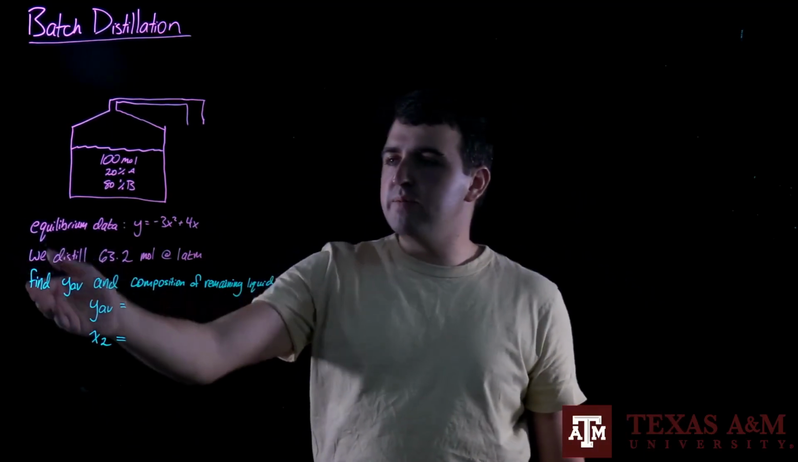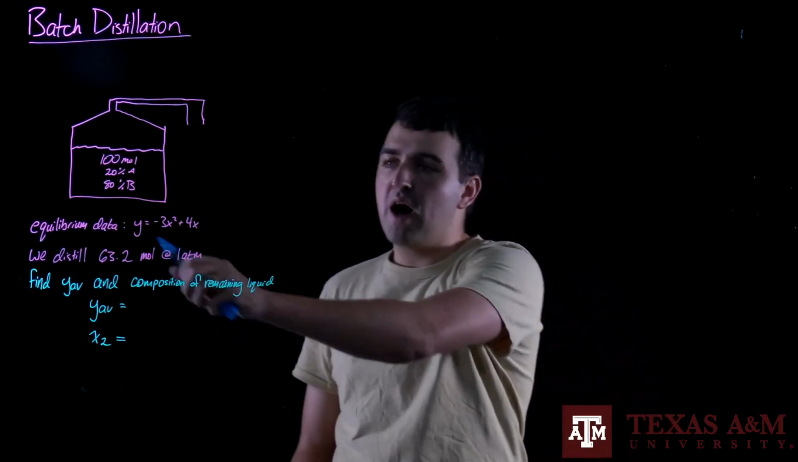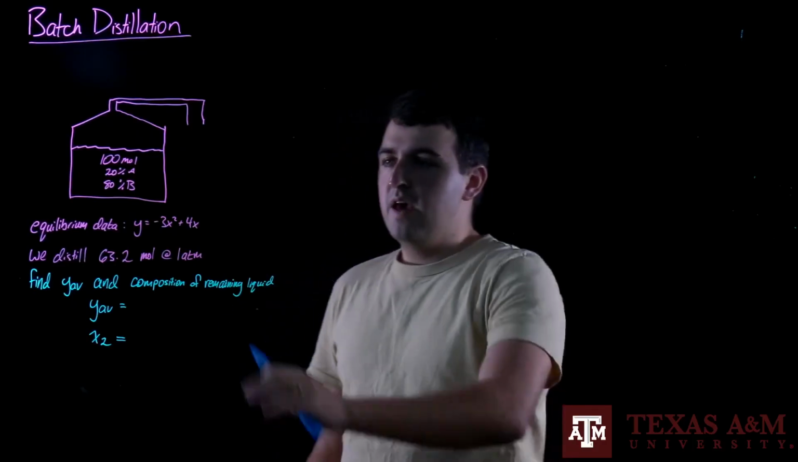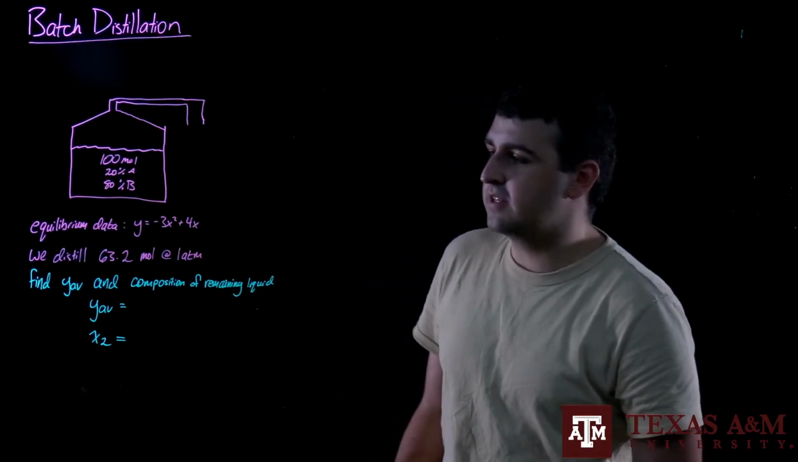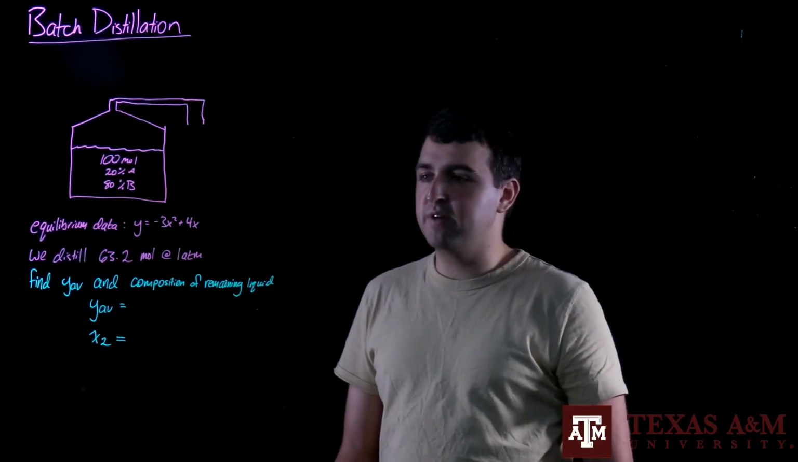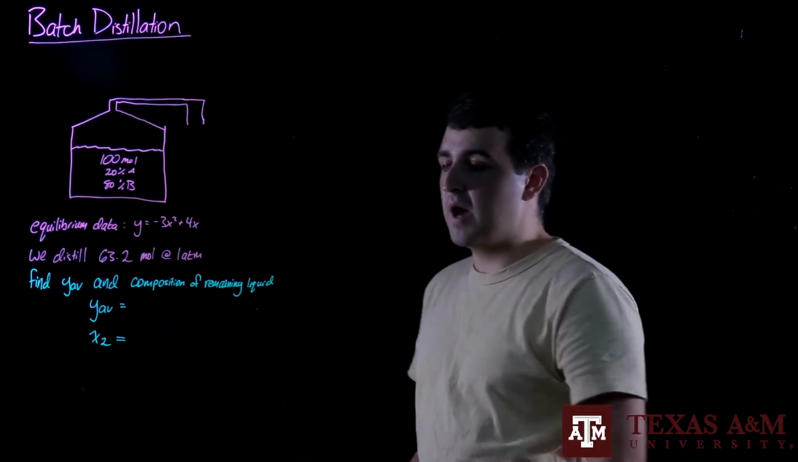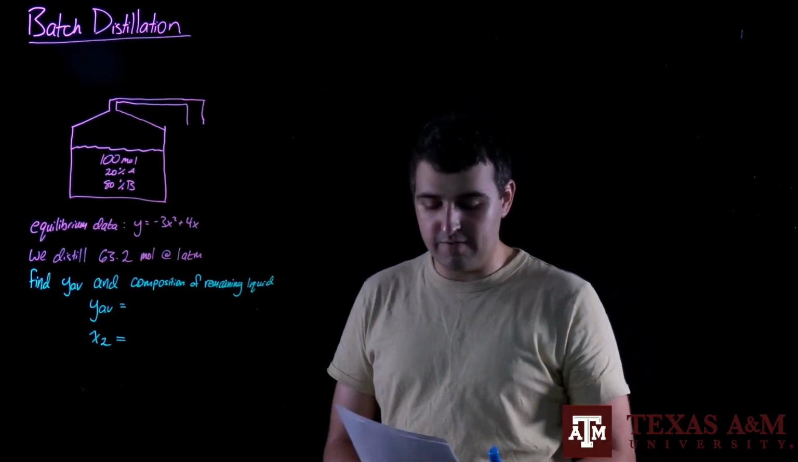We're given that the equilibrium data can be modeled by this quadratic, where x and y are fractions of A. And we're told we distill off 63.2 moles of our liquid at 1 atmosphere. We're asked to find the average composition of our vapor, YAV, and the composition of the remaining liquid.